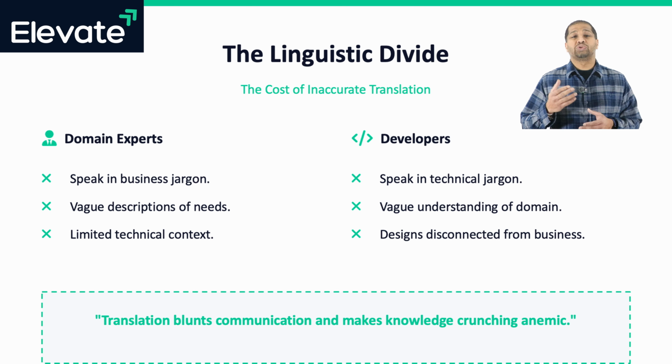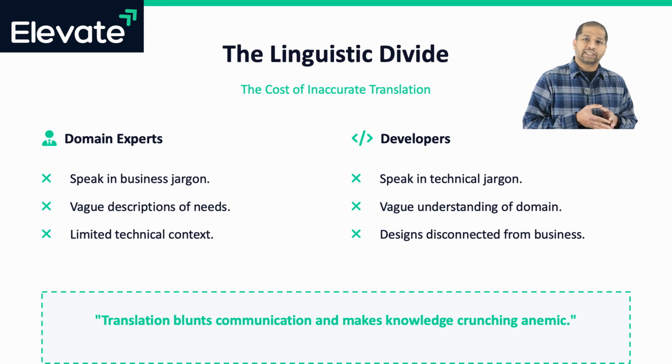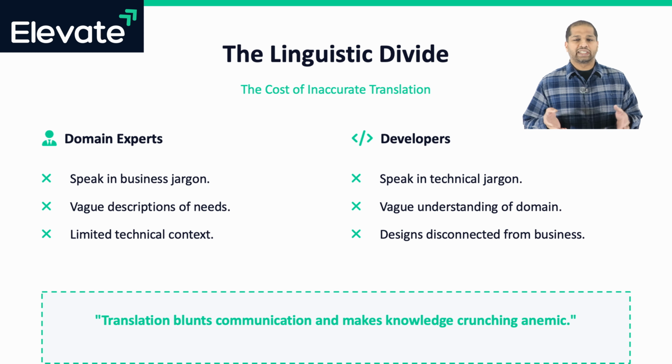If the code says user account, but the business says subscriber, you have a disconnect. This friction prevents the team from reaching deep insights because they are too busy translating basic terms. This translation blunts communication and makes knowledge crunching anemic. It creates a bottleneck. So how do we overcome this communication barrier? How do we bridge that linguistic divide we just discussed?